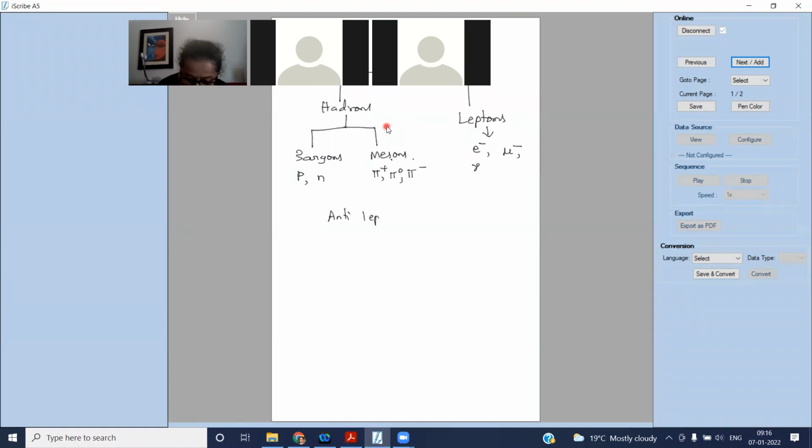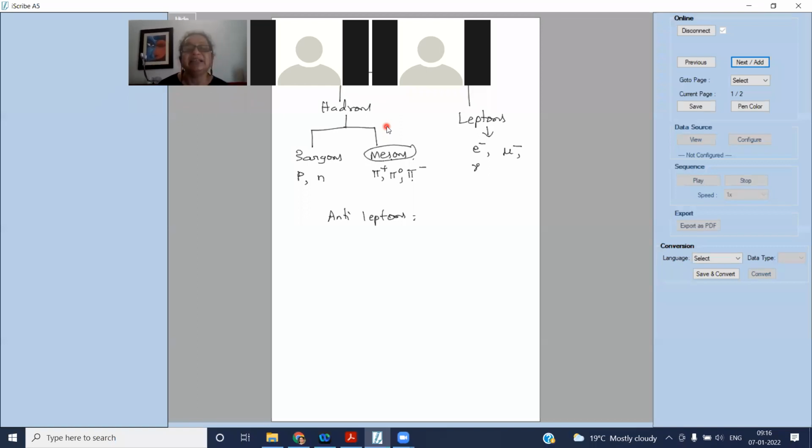I should say anti-leptons are to be listed separately. Antiparticles are listed separately, though not all antiparticles. Mesons contain antiparticles also. It is a little crooked kind of scheme, and you should get used to it. You should know the scheme of classification of particles.